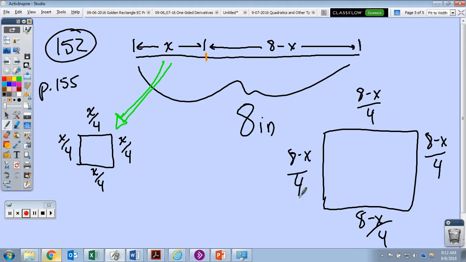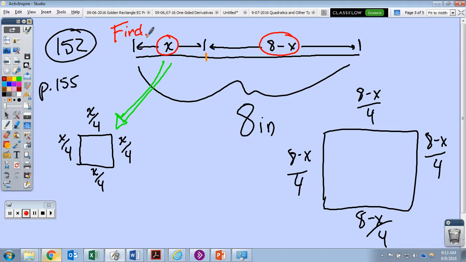Okay, so here's the big sentence. Find the length of each piece if the sum of the areas of these squares is to be 2 square inches. So eventually, this is what we want to find. Find what's circled in red.